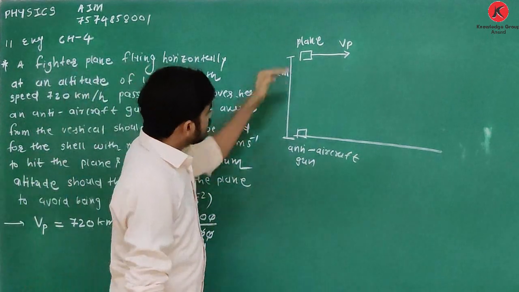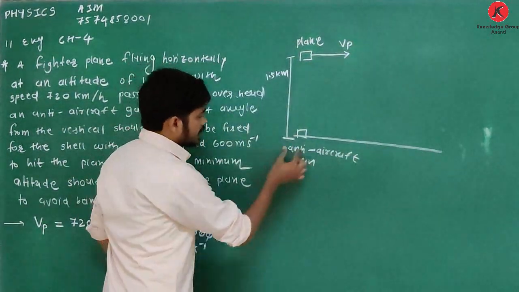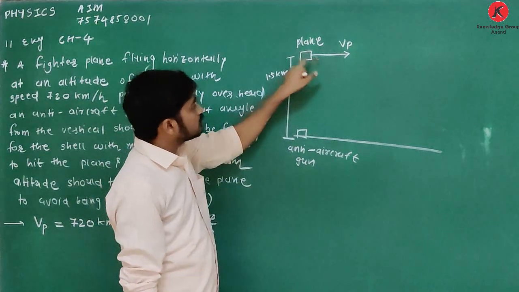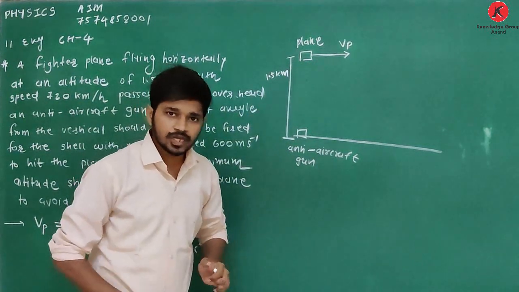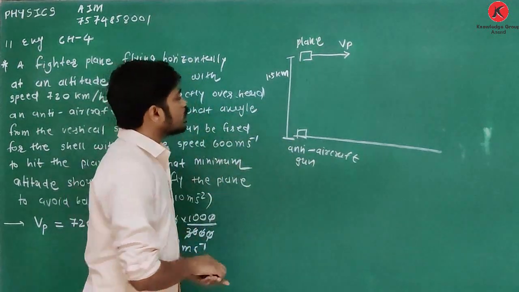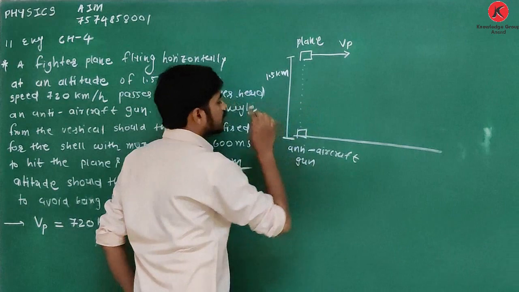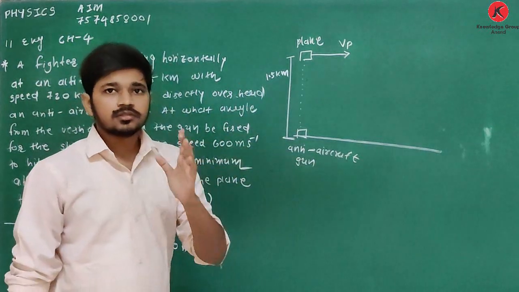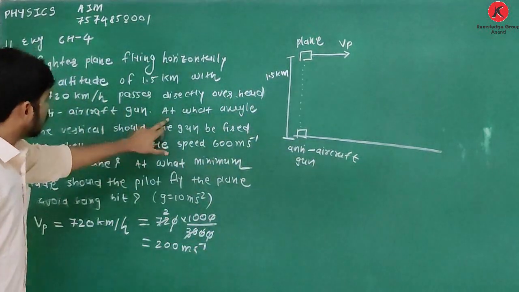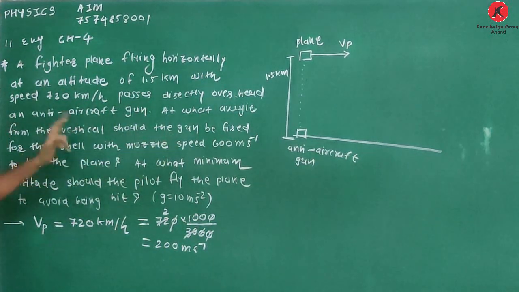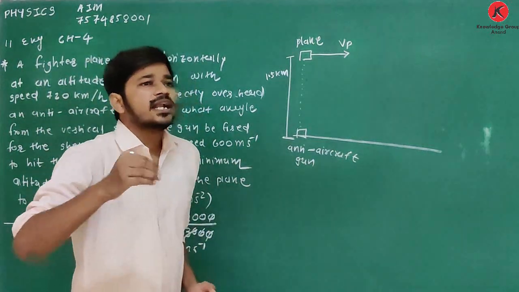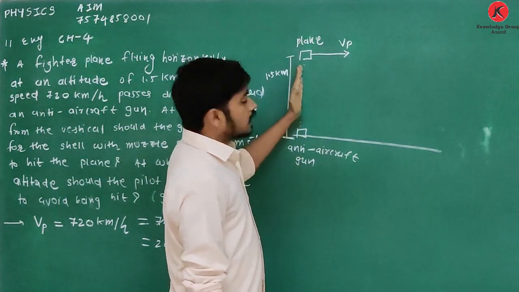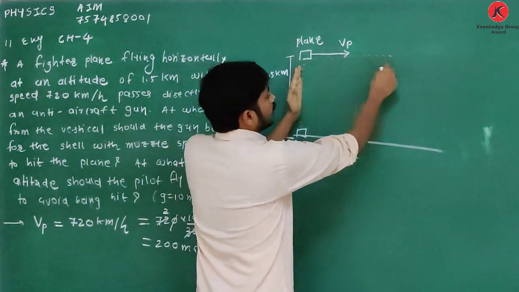See what the situation is. This plane is moving horizontally. Here there is one anti-aircraft gun, and this gun wants to shoot the plane. So your question is, at what angle with the vertical should this anti-aircraft gun shoot the bullet? Why fire at some angle? If the gun fires vertically upward, the plane is moving, so it will not hit.